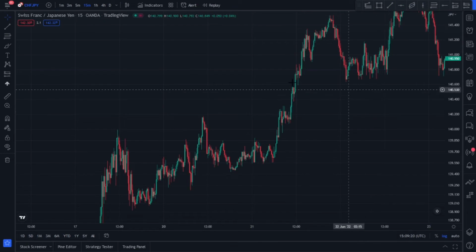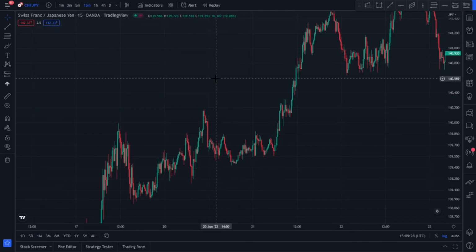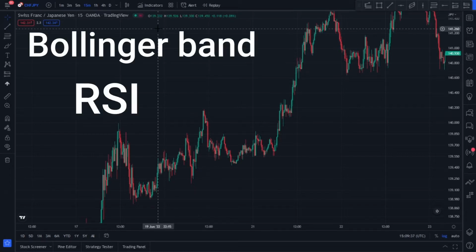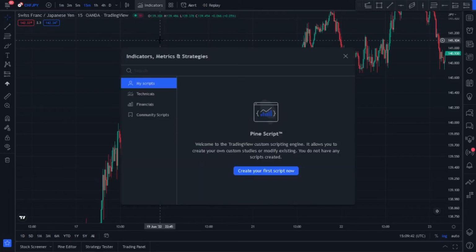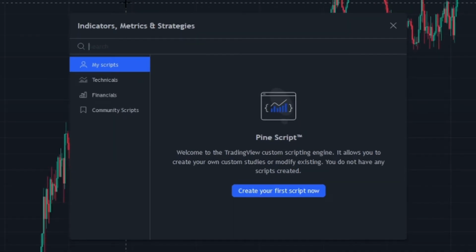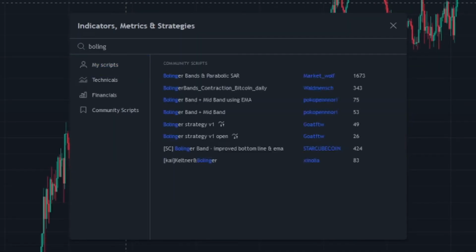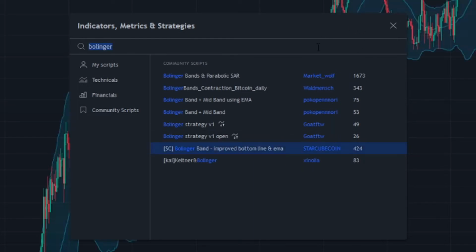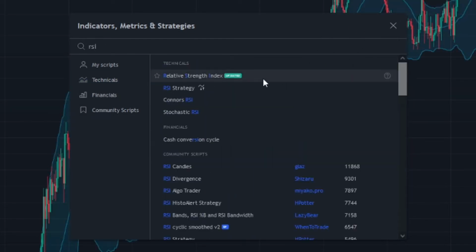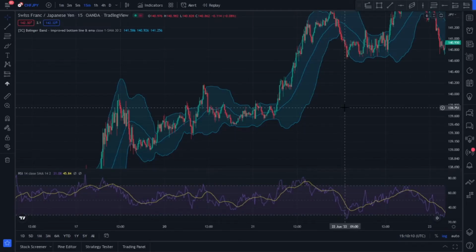Our strategy for today is 15 minutes, and consists of two free indicators. In fact, it is a combination of several topics. Required indicators for this video: Bollinger Band and RSI. We add them to the chart from the indicators section, and we have nothing to do with their settings. We use them by default.